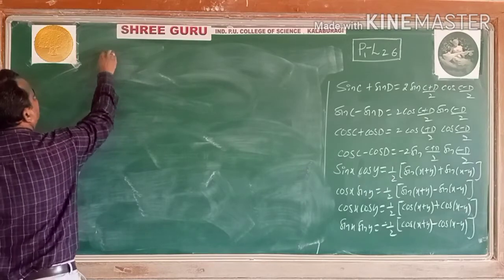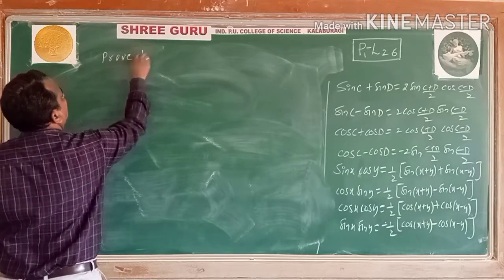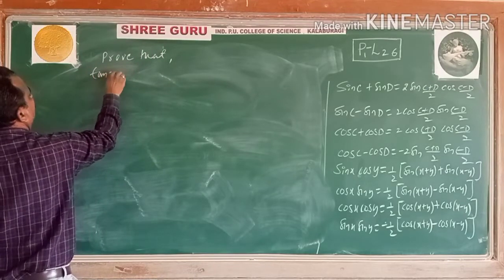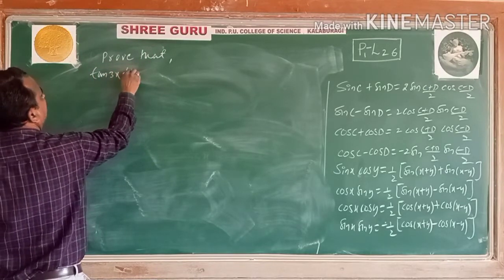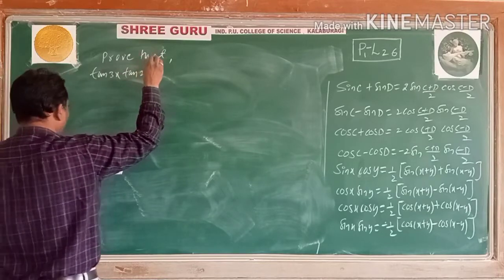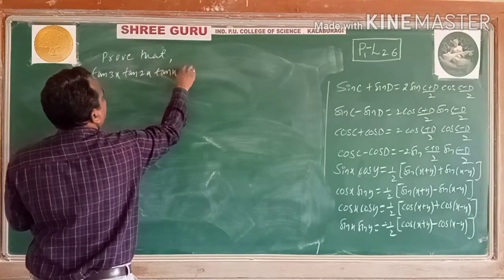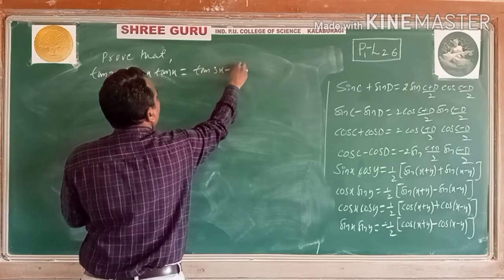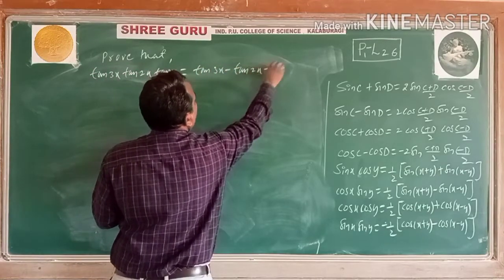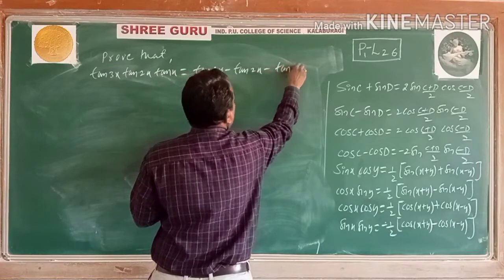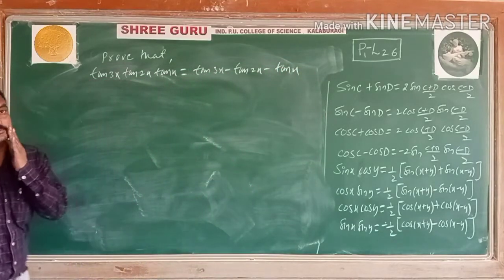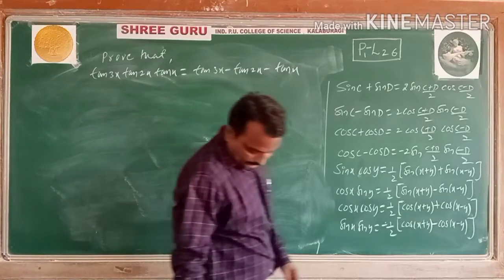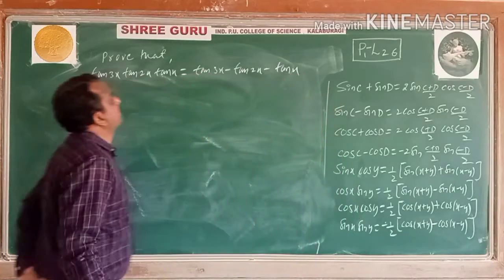Prove that tan 3x into tan 2x into tan x is equal to tan of 3x minus tan of 2x minus tan of x. Let us see that. This is a different type of example. It is not taking LHS or not taking RHS here. Let us see here. Solution.